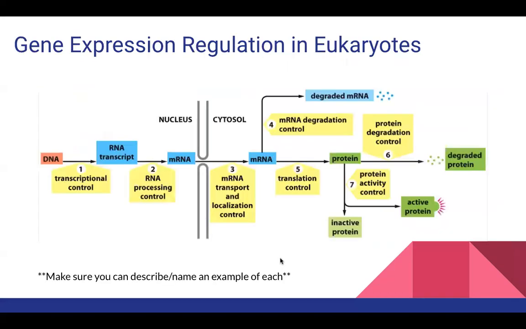And this is just the little flow chart of how gene expression is regulated in eukaryotes. And I would say a good rule of thumb is just to name, or describe and name, an example of each thing on this chart for the exam. I think that would be helpful.